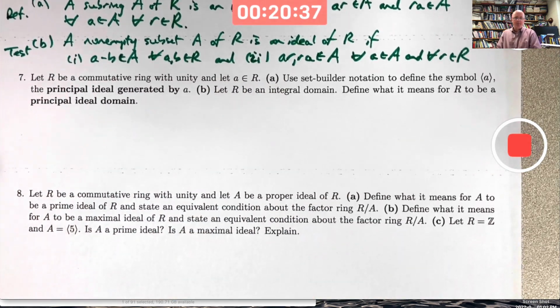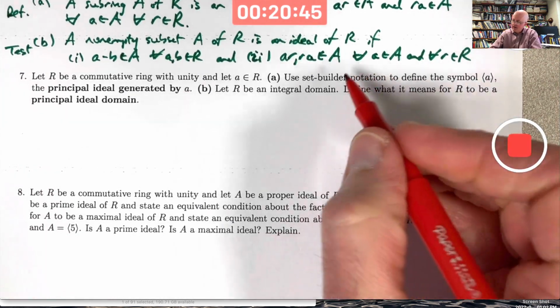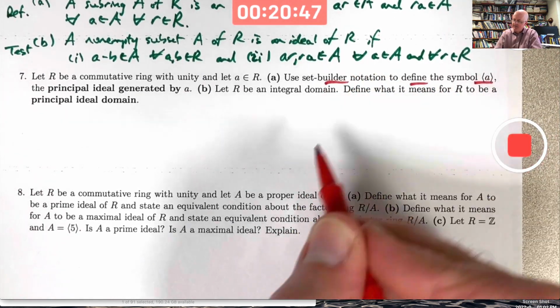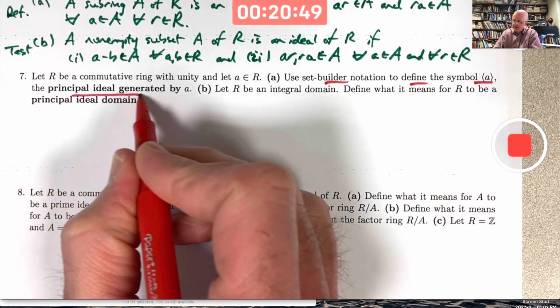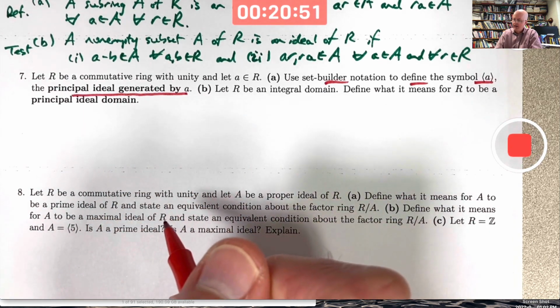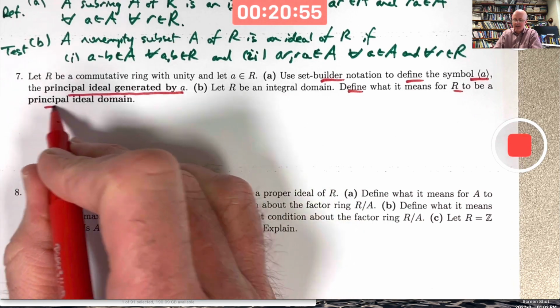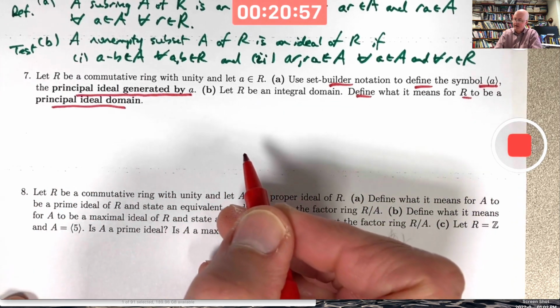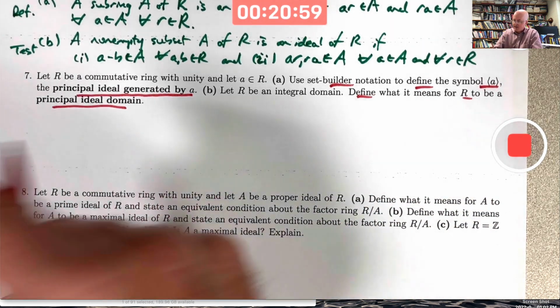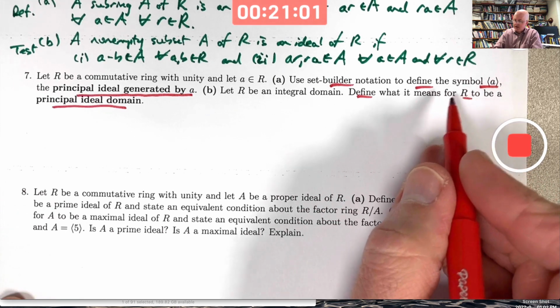Number 7. Let R be a commutative ring with unity and let a be an element of capital R. Part A, use set builder notation to define what this symbol means. It's called the principal ideal generated by a. And then part B, define what it means for R to be what's called a principal ideal domain. Okay? All right, what is a principal ideal? First of all, generated by a.